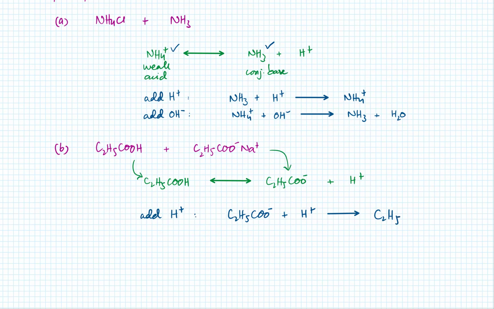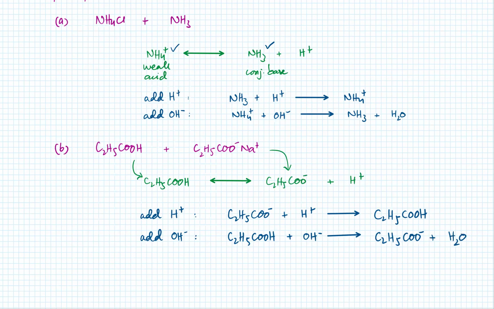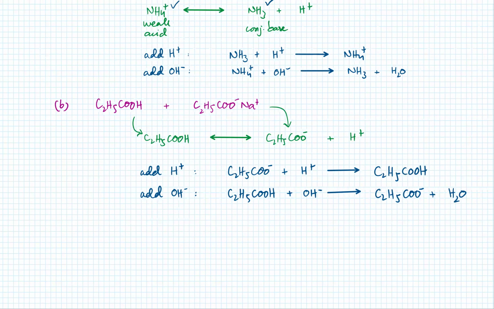तो क्या बनेगा? It's going to form C2H5COOH. Similarly, if you add OH ions, the weak acid will neutralize it. The weak acid will release its own H plus ion and become C2H5COO minus, and the H plus that's released is going to go and neutralize the OH ion. So both H plus and OH ions are going to get neutralized. ठीक है, just one more example. ये वाला example, is this clear? This one?